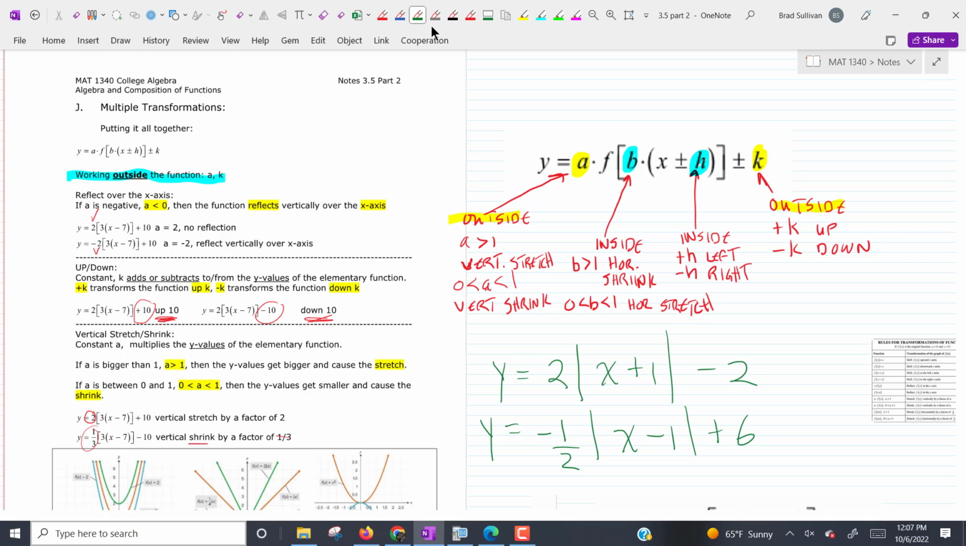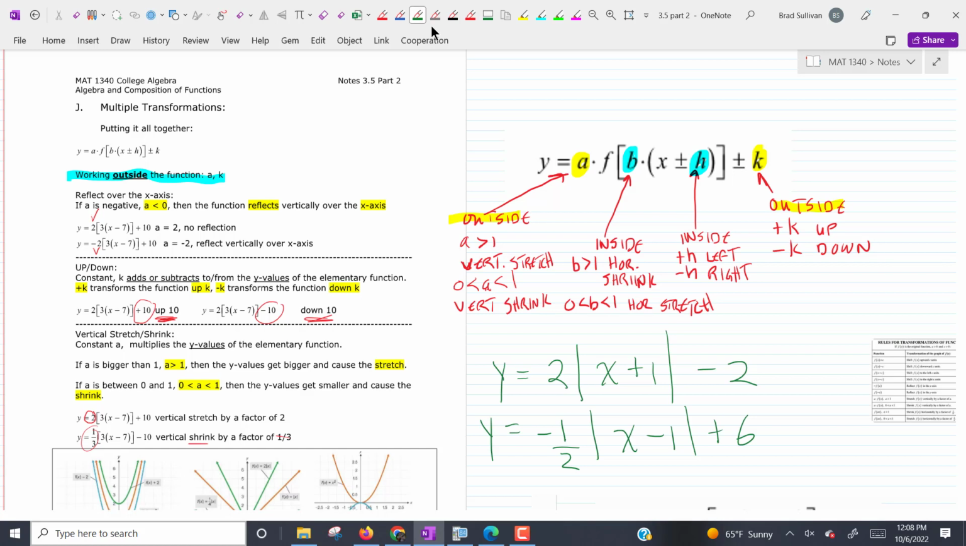Now, we've got to think about this as stretch or shrink. You multiply by 2, y gets bigger. Does this stretch or shrink? Stretch. That's a vertical stretch by 2. How about this? You multiply by a half, numbers get smaller. So is that a stretch or shrink? Shrink. Okay, like that. So that's kind of how those numbers are.